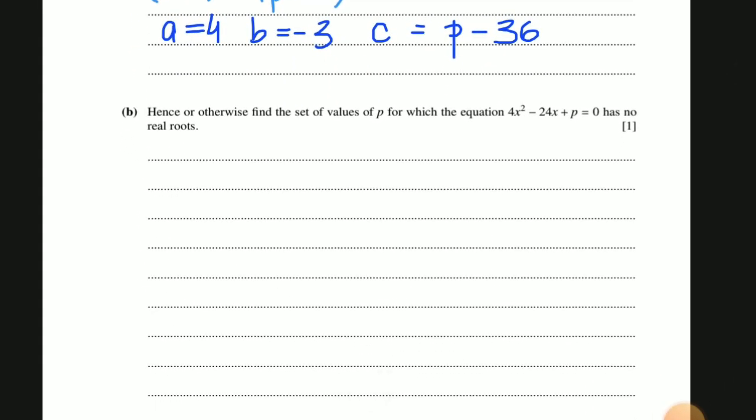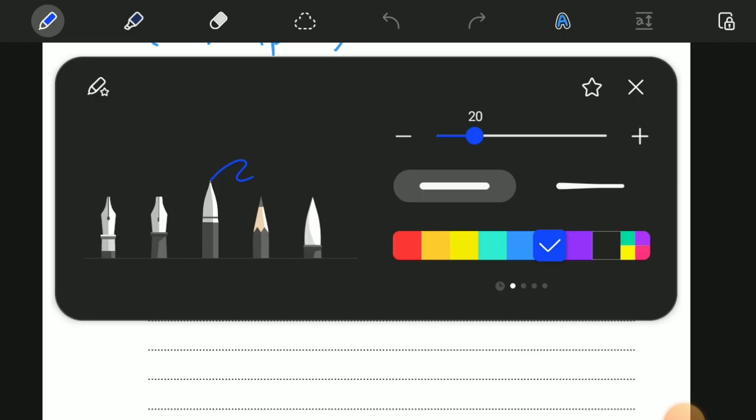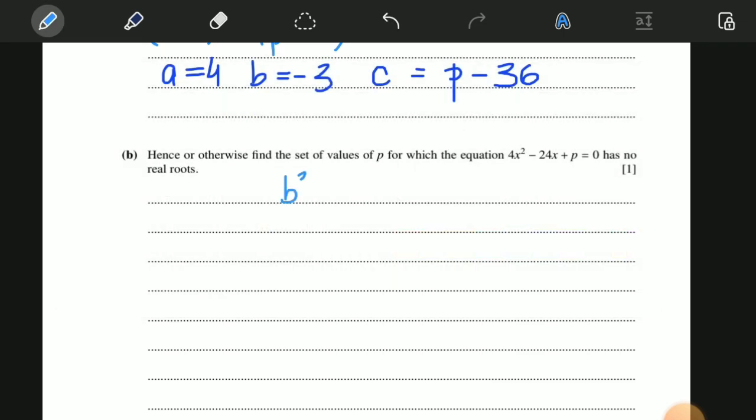Hence or otherwise, find the set of values of p for which the equation 4x² - 24x + p = 0 has no real roots. Okay, so we know that for imaginary roots or no real roots, what is the value of the discriminant? Our discriminant b² - 4ac is smaller than 0. Okay, so first let's try doing it with this method.